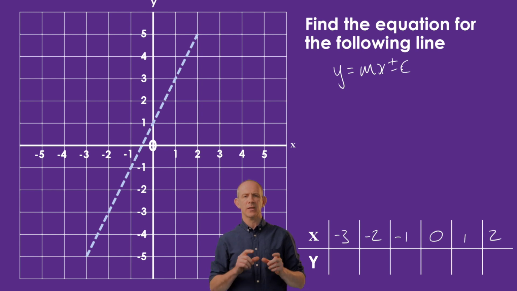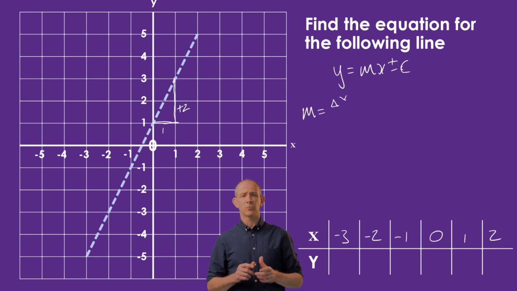Now I'm going to start here at the y-intercept. We'll come back to that in just a second. I'm going to draw 1 unit across to the right. So that's our x increase of 1. Now I need to go up to the line, so it shows us it's going to be positive, and we go up by 2.